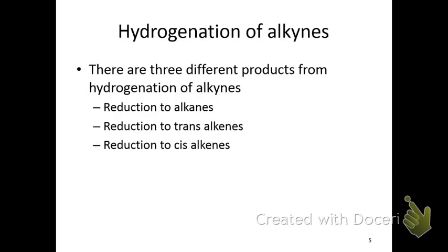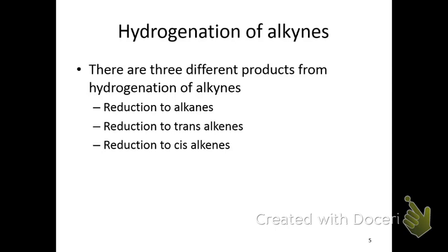The actual difference is that you have choices of products. How far do you want to reduce the alkyne? Since there are two pi systems, do you reduce both of them or just one of them? And so you see the three options here. Option number one is reduction all the way to the alkane. That means that both pi systems of the alkyne have had a molecule of hydrogen added across them, and so we have reduced the compound from a triple bond all the way to a single bond.